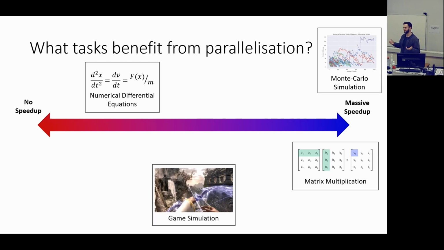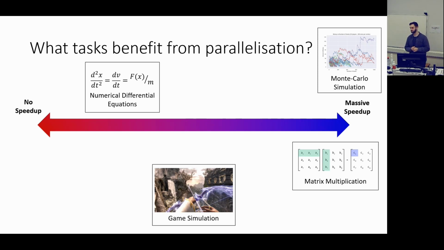A more fun example. If you're making a game, where is that going to go in this spectrum? It's Skyrim, if you're wondering. Also almost the same position as a differential equation. Yeah, some speed up still, because of graphics.